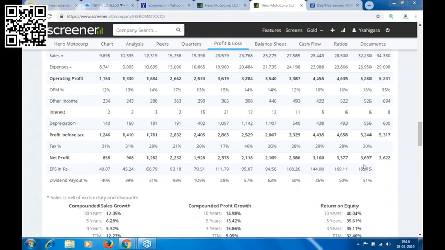And here we can look at the EPS of the company. As you can see, the EPS of the company is increasing on a year to year basis. As I told you, the EPS should either remain constant or increase on a year to year basis.